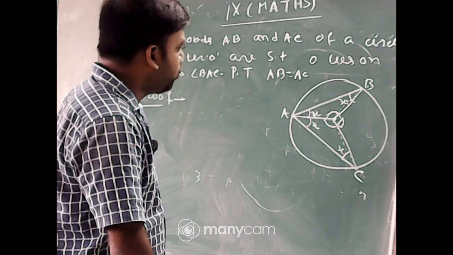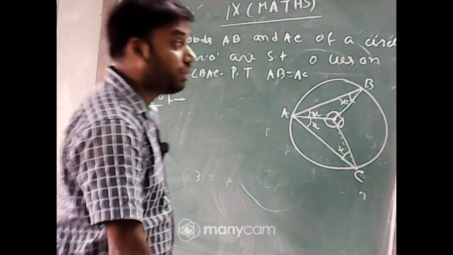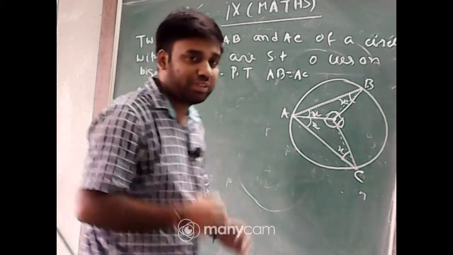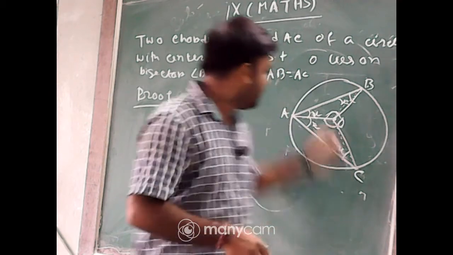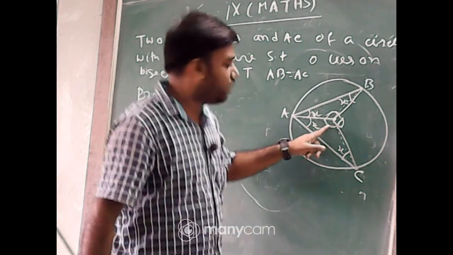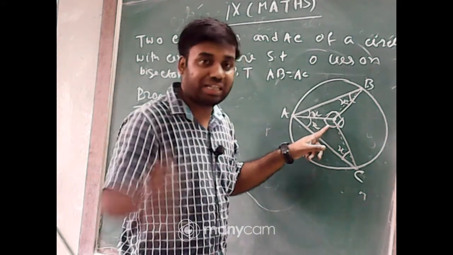2x equal to 180 degree. Yes, 2x minus 1. Rajanna, little bit mistake. Not 2x minus 80 degree, 180 degree minus 2x. This angle 180 degree minus 2x. This angle 180 degree minus 2x. That's why they are equal.